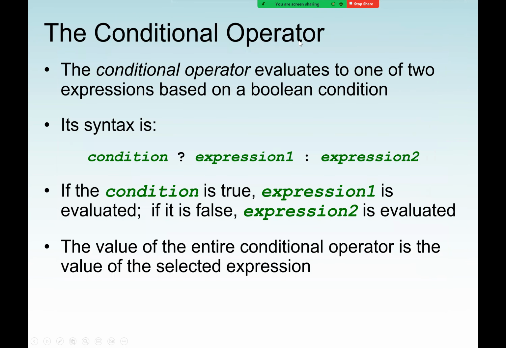Next, we have what we call the conditional operator. It's the same as the two-way if. So we may have the condition, then we have a question mark. If the condition is true, expression 1 will execute. If the condition is false, expression 2 will execute. Normally the syntax is the condition with a question mark, expression 1, a colon, then expression 2. So if the condition is true, expression 1 is evaluated. If the condition is false, expression 2 is evaluated.